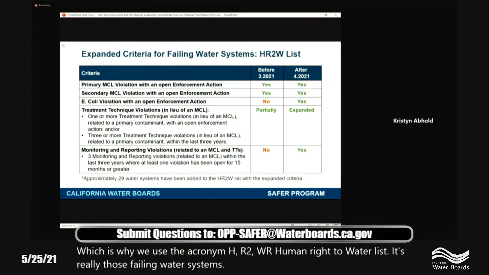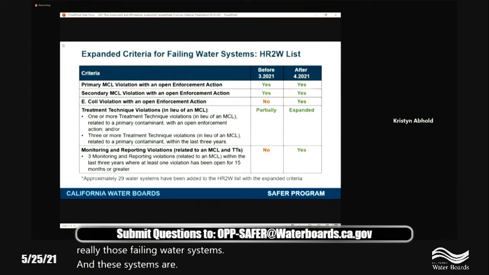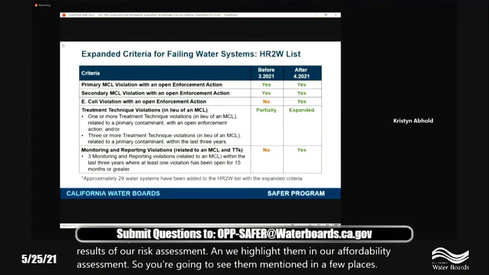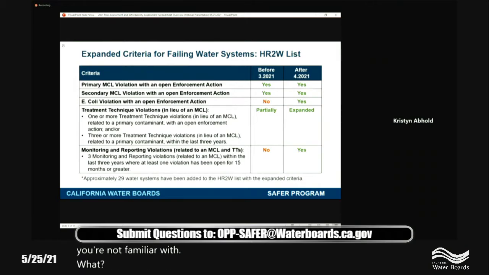And these systems are important because we exclude them from the final results of our risk assessment, and we highlight them in our affordability assessment. So you're going to see them mentioned in a few places, and if you're not familiar with what they are, I wanted to give you an opportunity to learn quickly what it is.